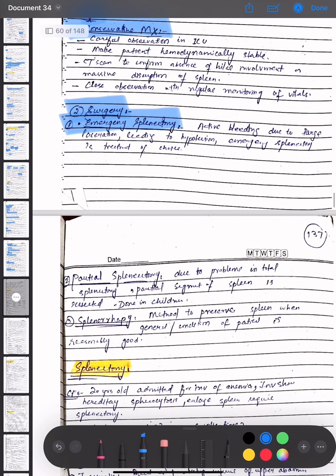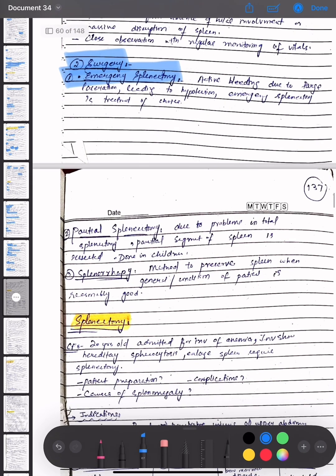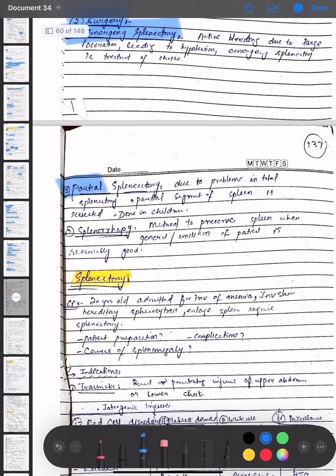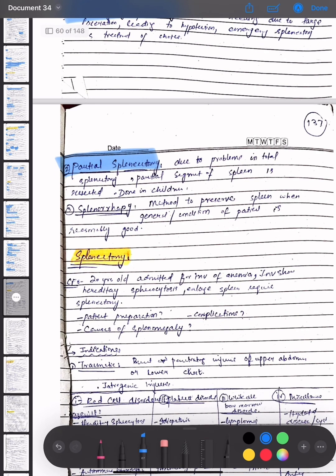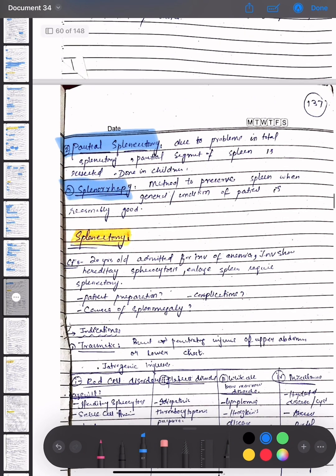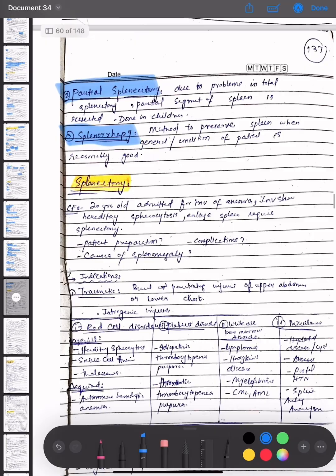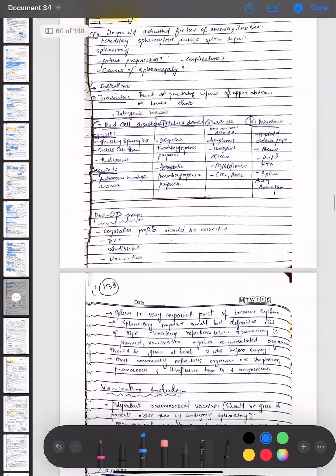Active bleeding due to large laceration leading to hypotension, emergency splenectomy is treatment of choice. Then partial splenectomy is done due to problems in total splenectomy. Partial segment of the spleen is resected, done in children. Splenorrhaphy is done, which is the method to preserve spleen when general condition of patient is reasonably good. So what we have studied is the spleen or spleen trauma.